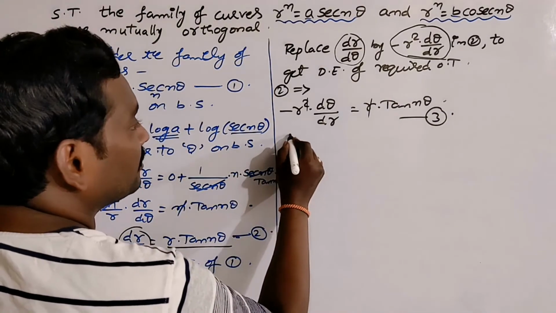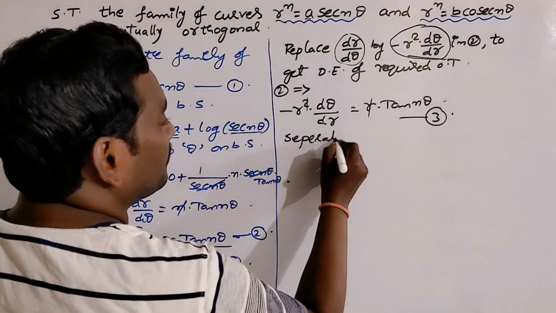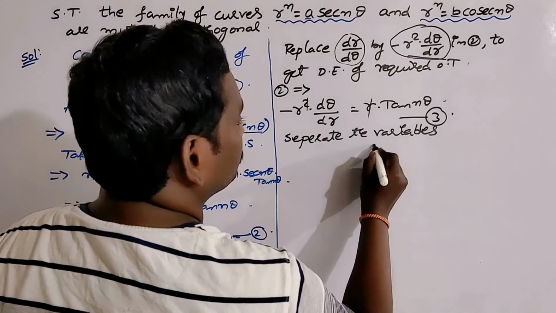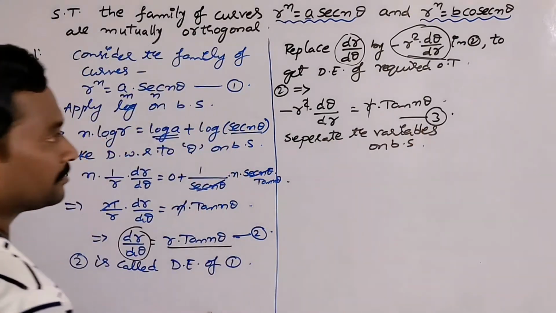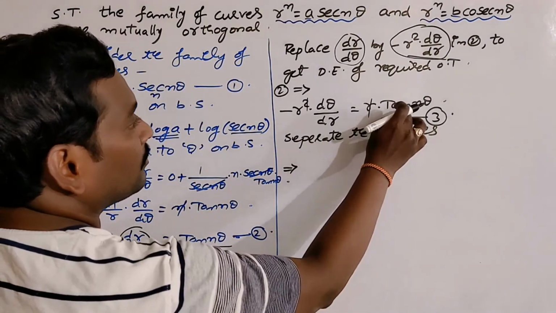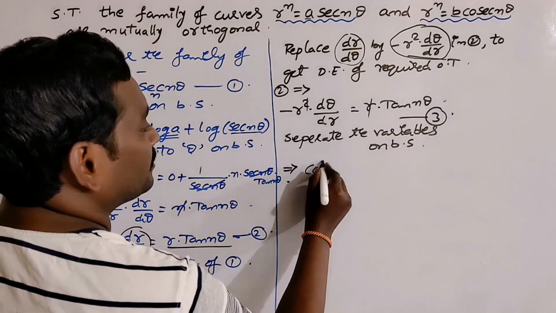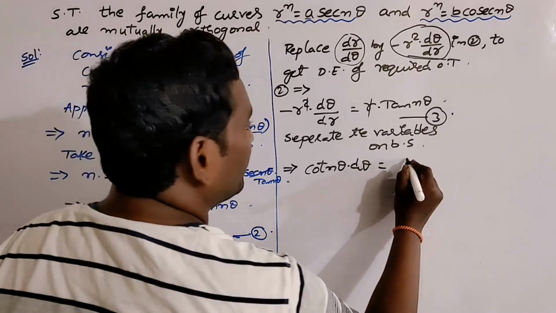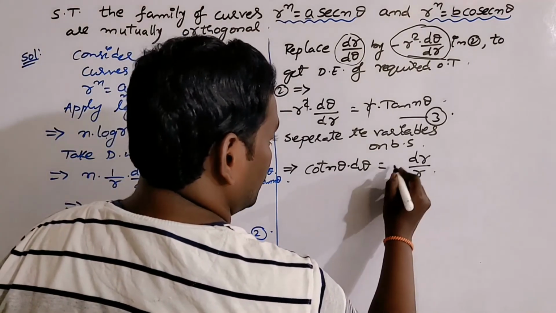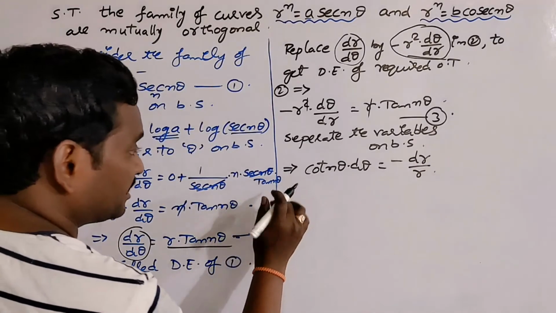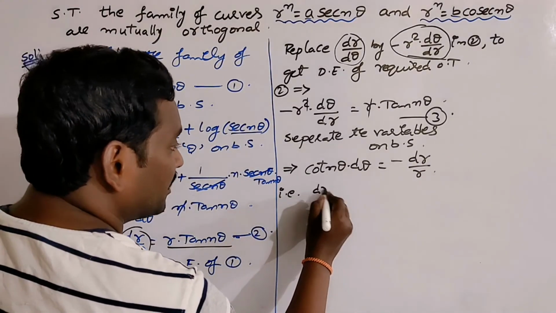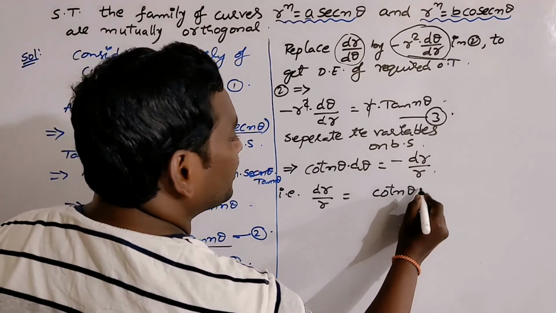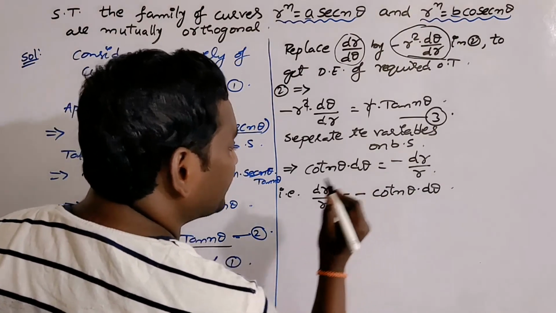Now separate the variables on both sides. So you will get 1/tan nθ, which is cot nθ, dθ equal to dr/r. And we also have a negative sign, but I will write this equation as dr/r equals cot nθ dθ, and take the negative sign to this side.